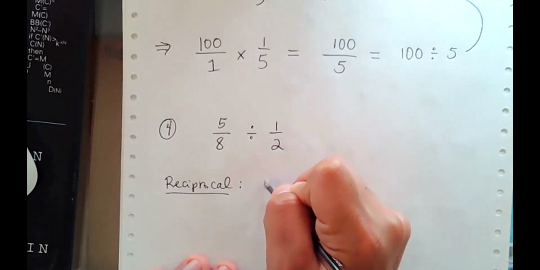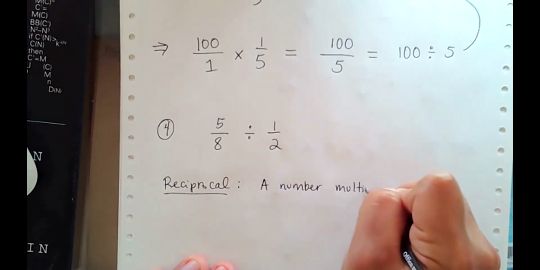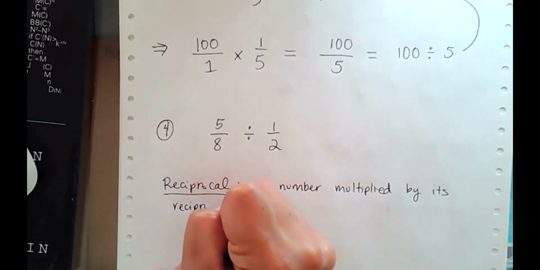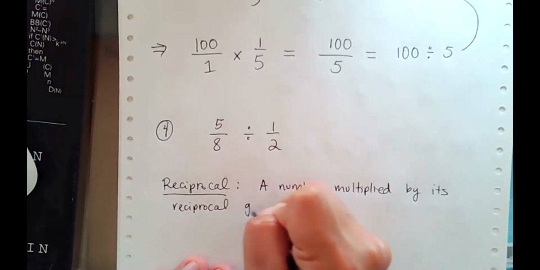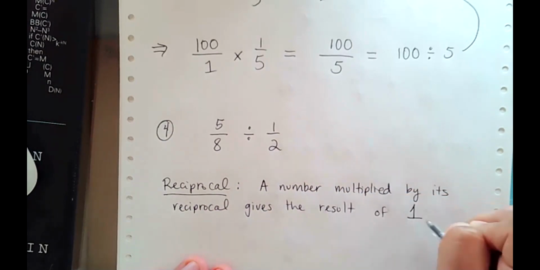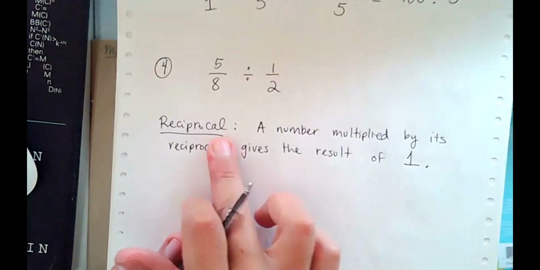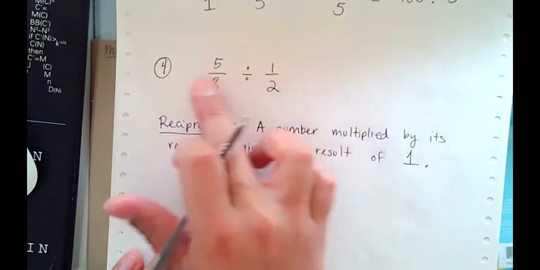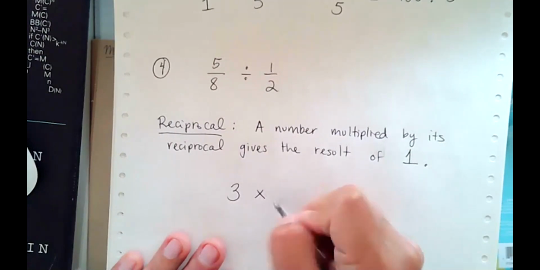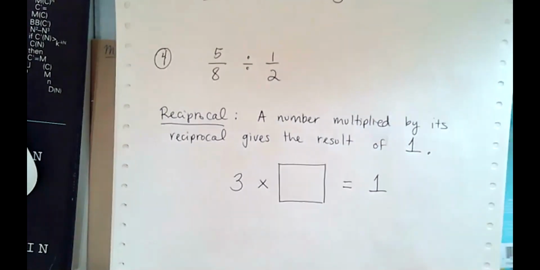Basically, if you think about a number multiplied by its reciprocal gives the result of 1. Okay, I think that's a little bit strange, but let's table this for a second. Let's think about something like 3 times some number gives you 1. Can anybody tell me what this number is?